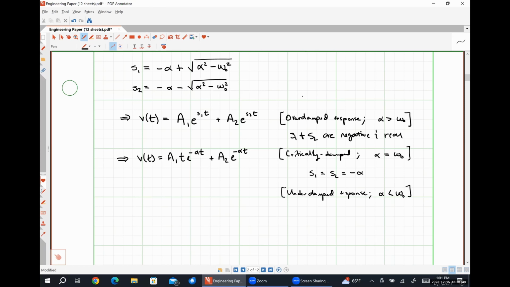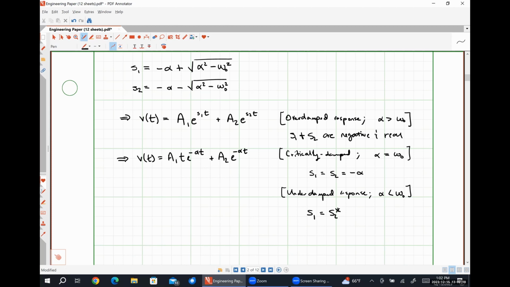So we have a negative number plus an imaginary number. So we're going to have a complex number in total. And we can see, because we have a plus sign here and a minus sign here, that S1 and S2 are going to be complex conjugates of each other, right? So S1 is equal to the complex conjugate of S2.